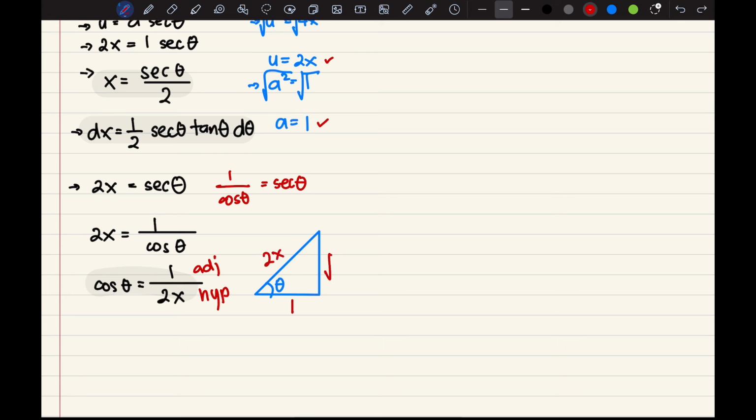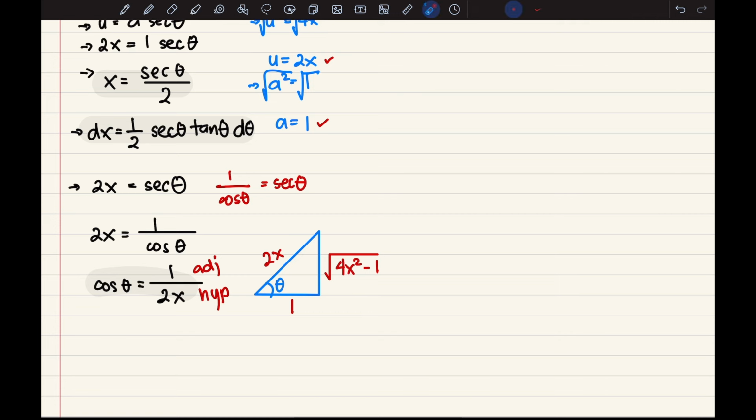So this side right here can be calculated from the Pythagorean theorem, which is the square of the hypotenuse. So the square of 2x is 4x squared, and then we subtract the square of the other leg, which is 1. So the square of 1 is simply 1. So these are now the three sides of our triangle.